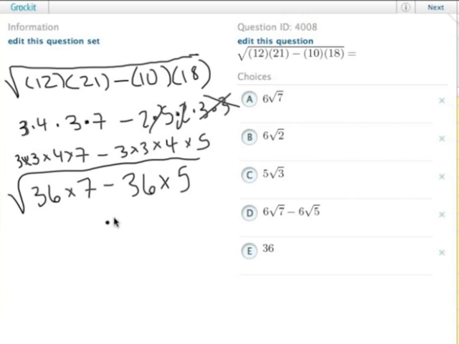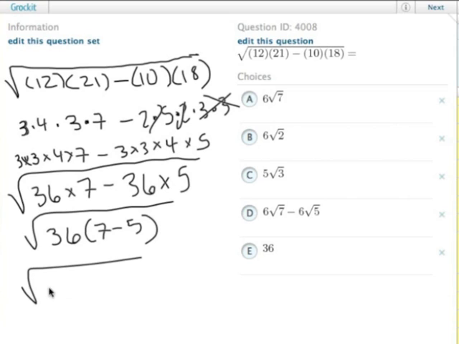This is then the same thing. You can kind of factor out the 36. 36 times 7 minus 36 times 5 is the same thing as 36 times 7 minus 5. And that's still the square root. 7 minus 5 is 2. It's the square root of 36 times 2.